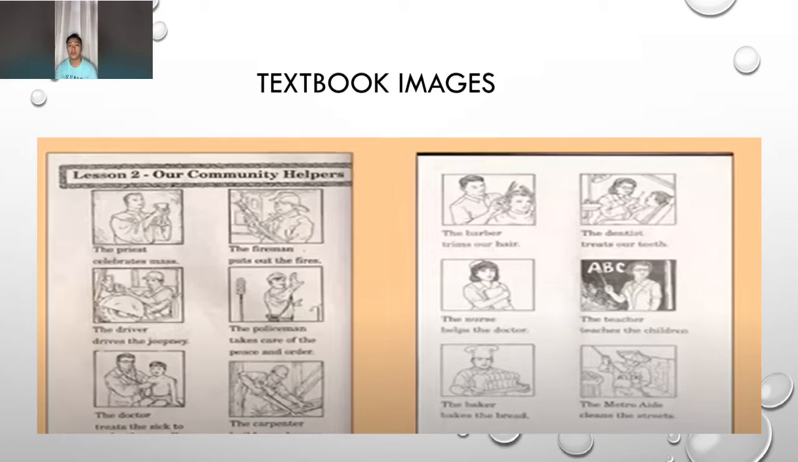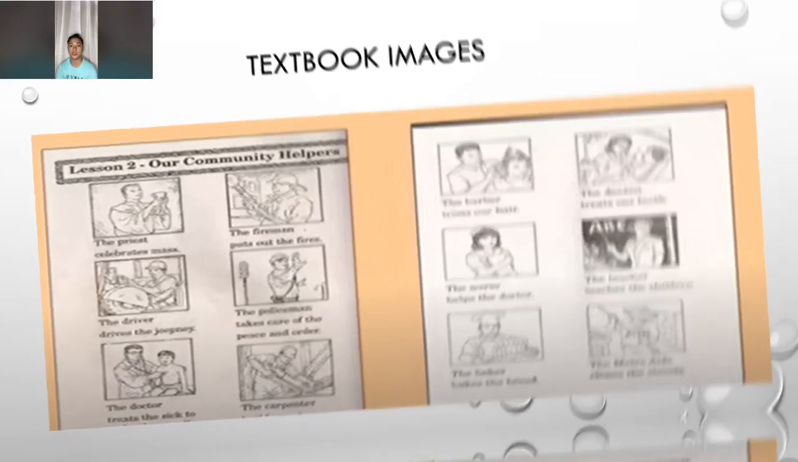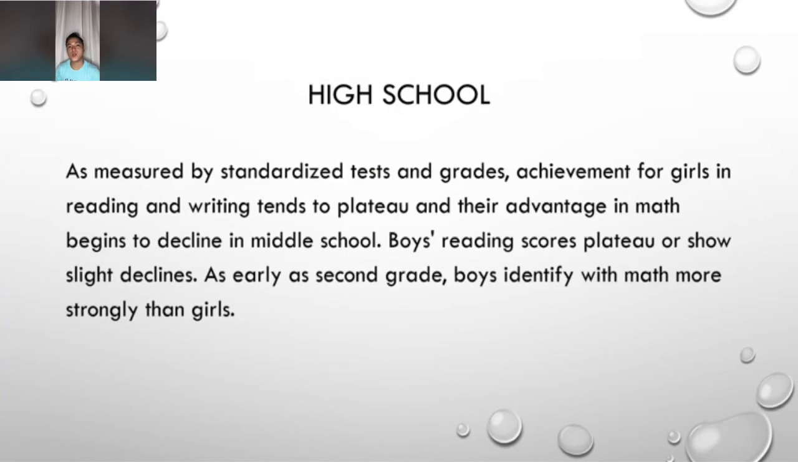These are proliferating within the bounds of our learning materials and would lead to confusion for our future learners. So in high school, as measured by standardized tests and grades, achievement for girls in reading and writing tends to plateau, and their advantage in math begins to decline in middle school. So boys' reading scores plateau or show slight declines as early as second grade. Boys identify with math more strongly than girls.